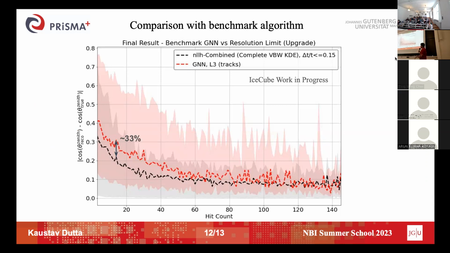And now, once we have that, we could do a comparison with the benchmark algorithms that we have on IceCube simulation. So the one in red uses a graph neural network, and it's one of the best performing reconstruction algorithms on IceCube Upgrade simulations. And what you see here is that there could be a further improvement of 33% in the lower hit count range. But the interesting aspect of this plot is that it seems like at higher hit counts, the reconstruction is already using all of the available information. It doesn't seem like there is a lot of improvement left.